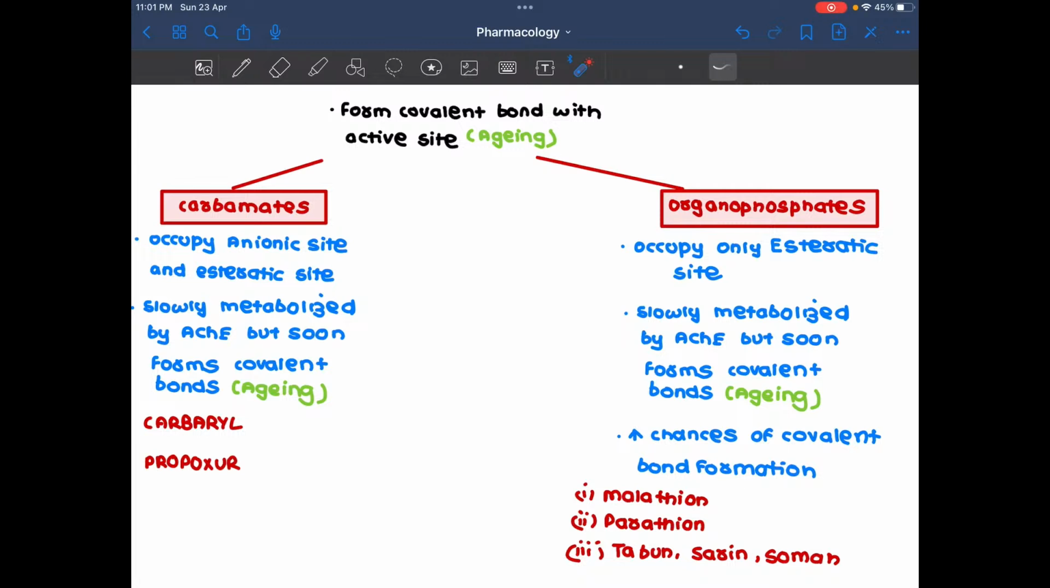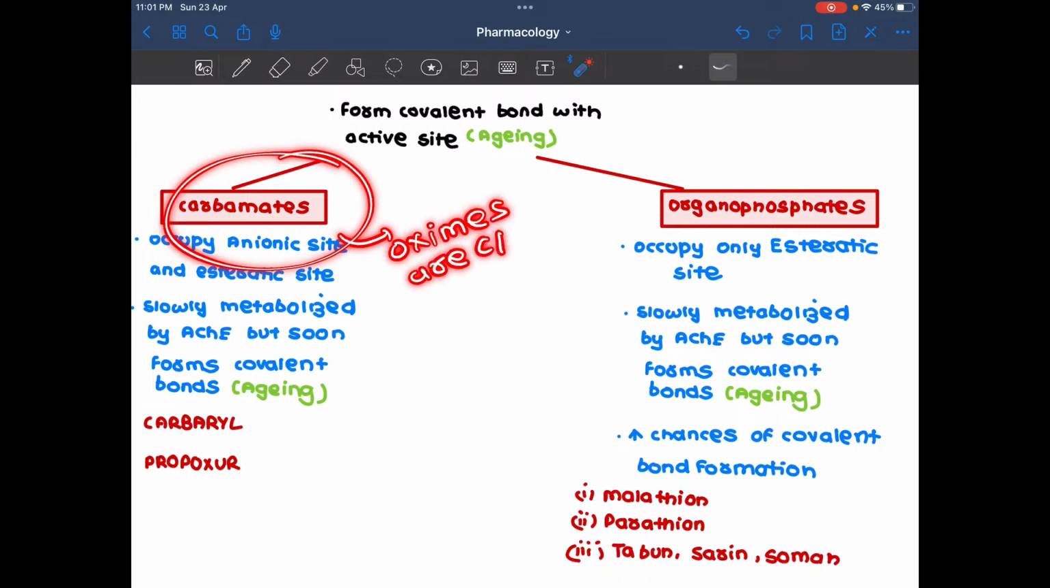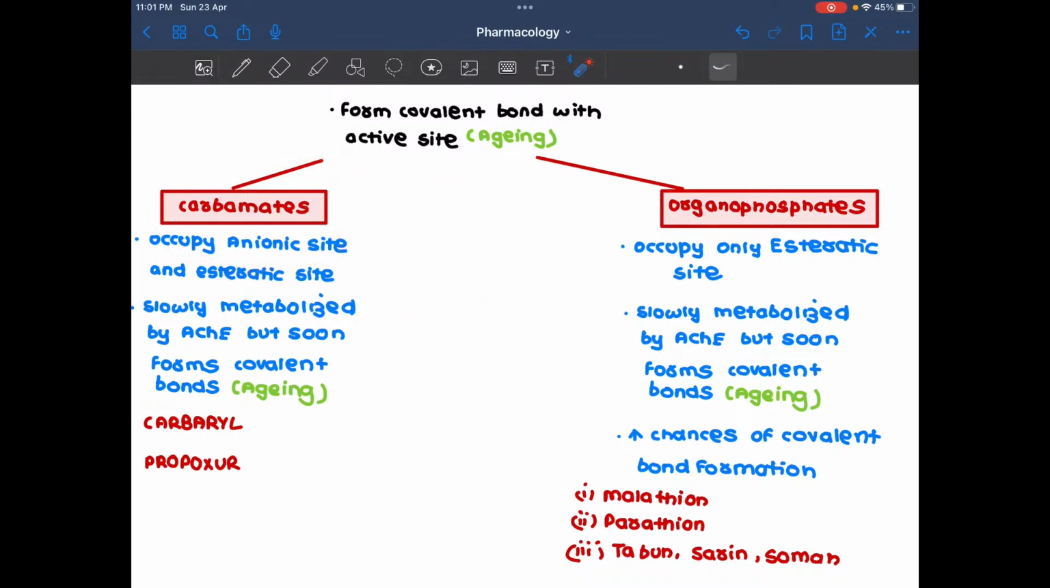But अगर मैं same question आपसे पूछूं कि अगर carbamates हैं, because carbamates are interacting with both the anionic site as well as the esteric site, क्या oximes bind कर पाएंगे anionic site पे? They can't. So can we use oximes in case of carbamate poisoning? No, we can't. So carbamate poisoning में the oximes are contraindicated. ठीक है, I will talk about this why they're contraindicated. मतलब दे भी तो सकते हैं, but we're going to see why they're contraindicated.